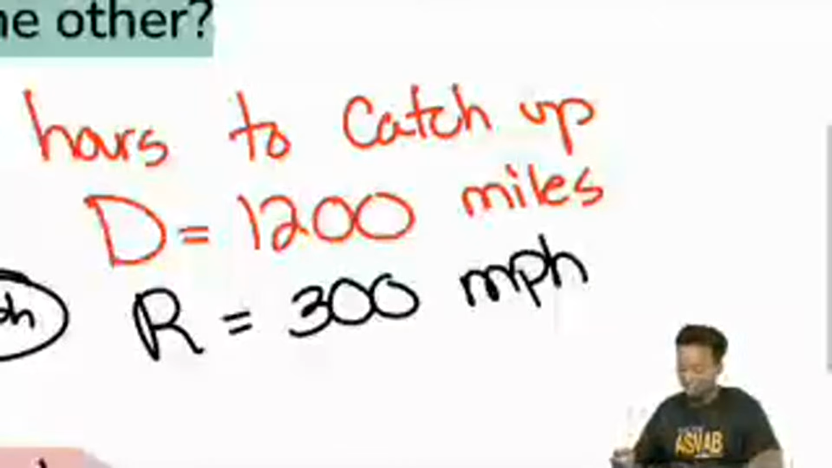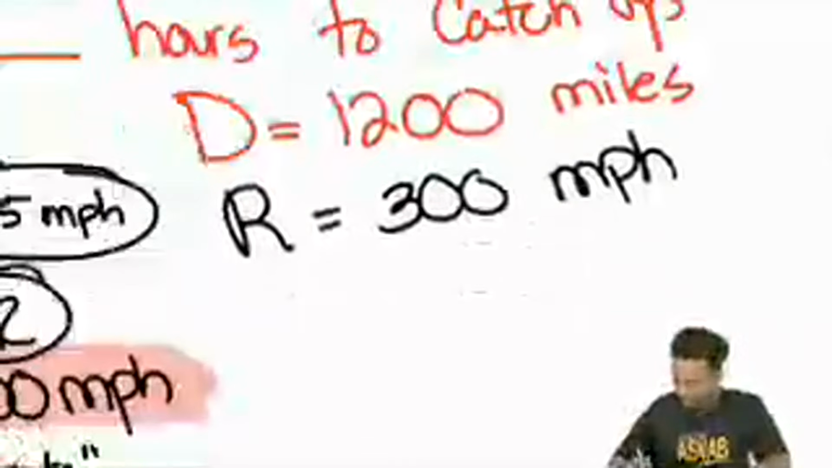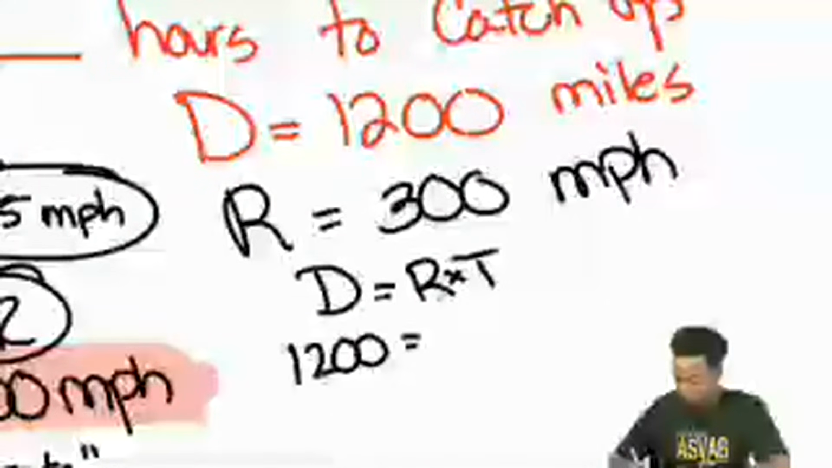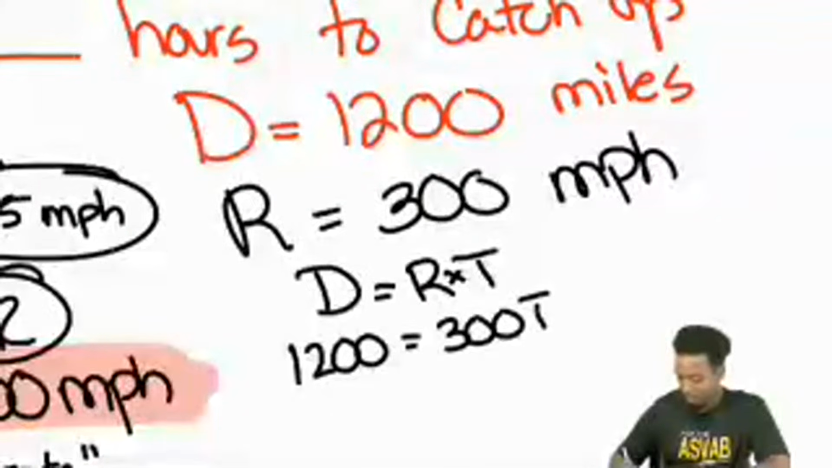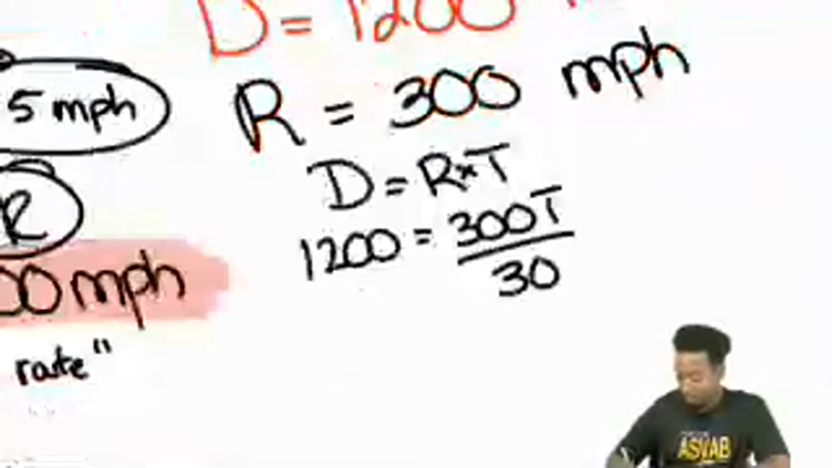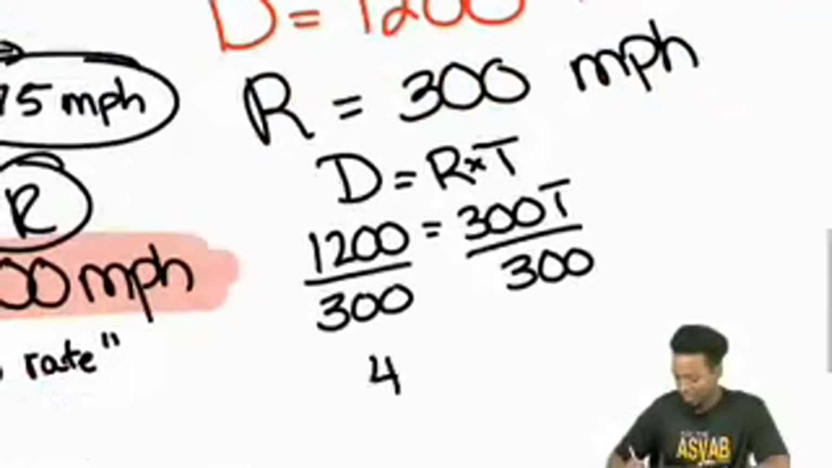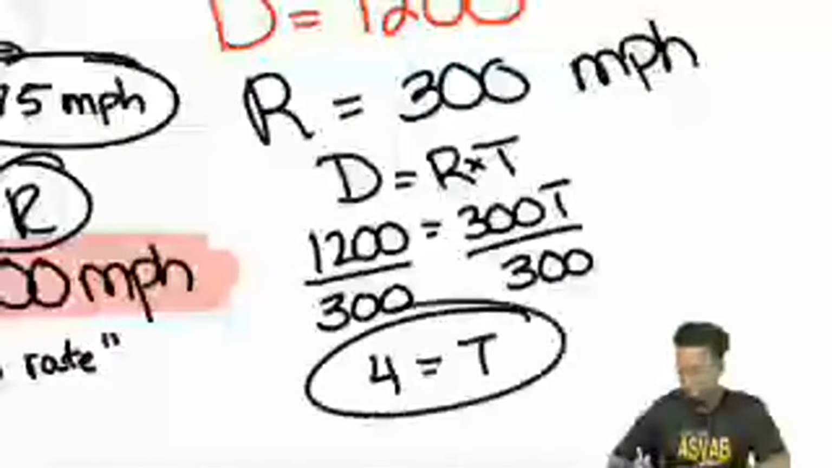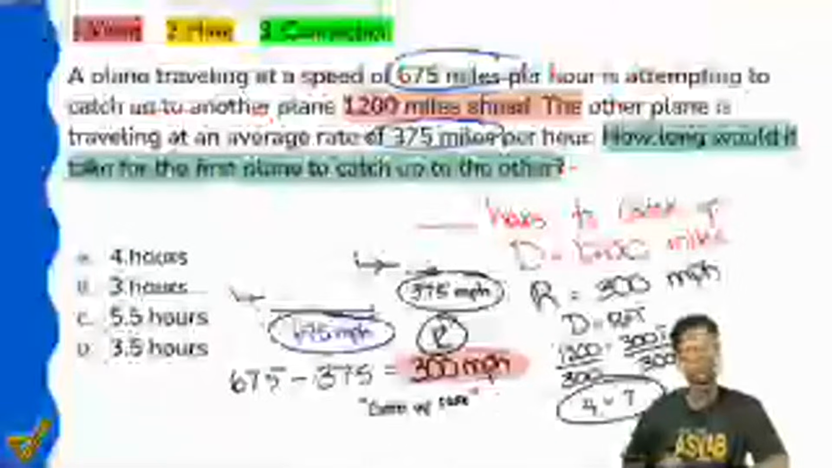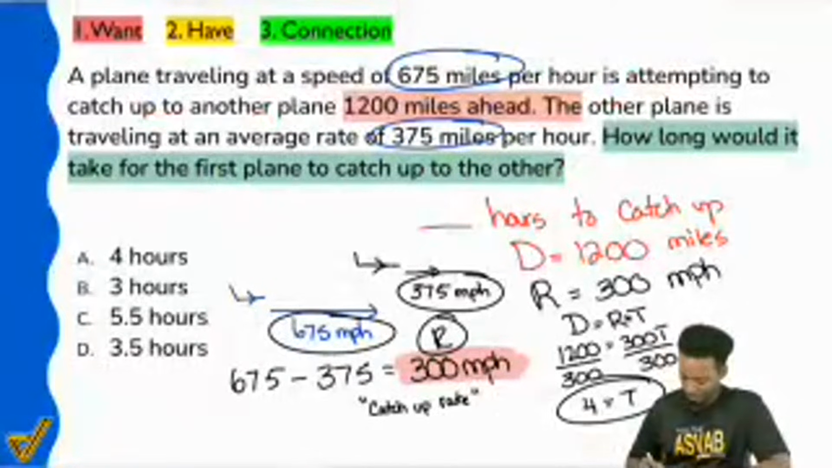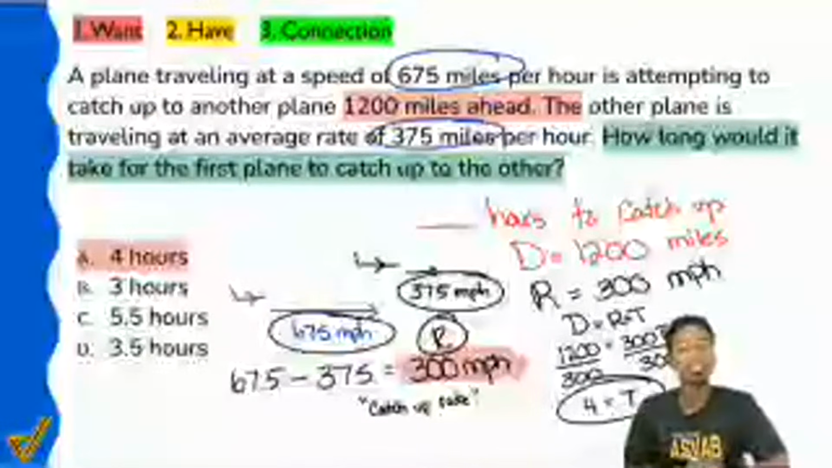If we do D equals RT, I'll just do it for formality's sake. Distance equals rate times time. Well, that's going to be 1,200 equals 300 times time. Divide both sides by 300. I know I'm working diagonally here just because I'm excited. That's going to give us 4 hours. And that's what the time is right here next to my big old head. And we'll see that the answer is A, 4 hours.